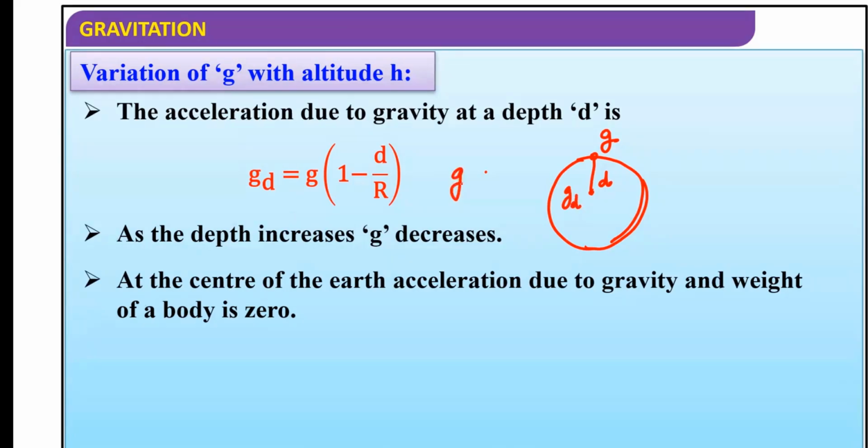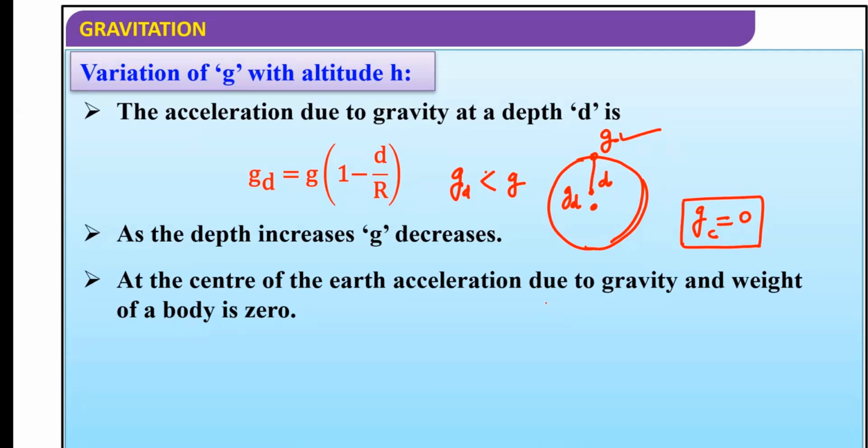So this gravitational acceleration will be always less than the gravitational acceleration on the surface of Earth or the planet. And exactly at the center, the gravitational acceleration will be zero. These are the two important points for the numericals.